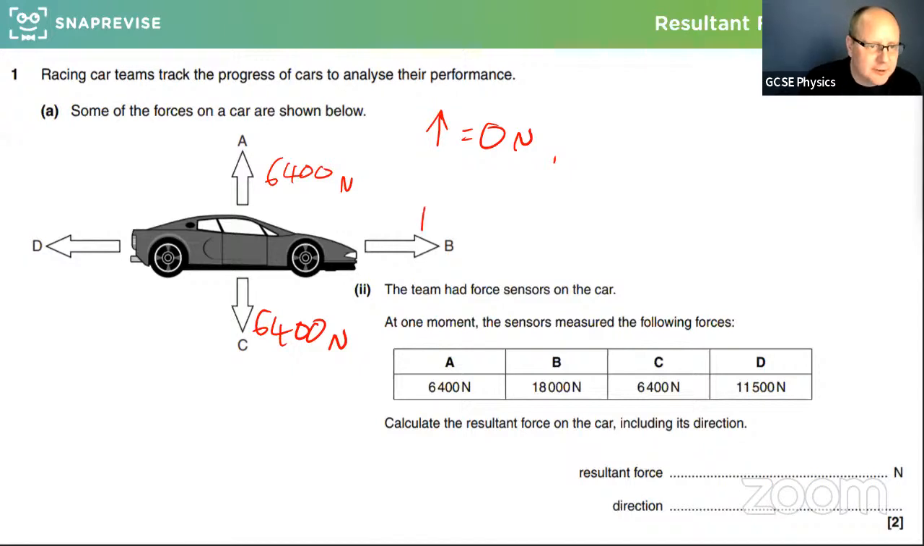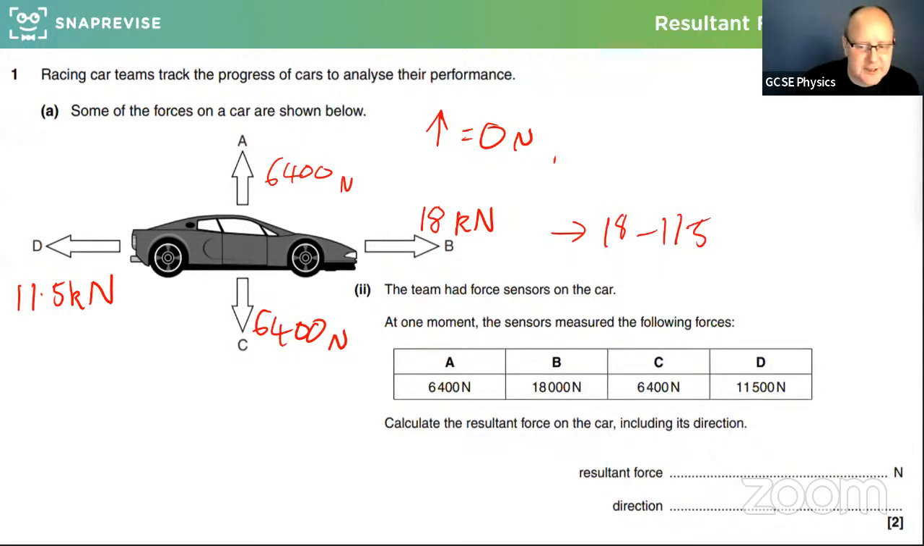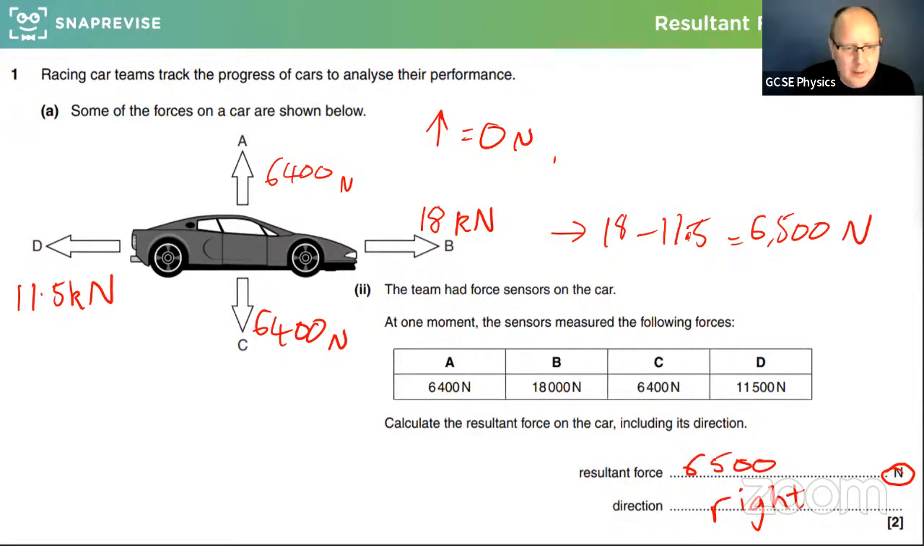So B is equal to 18 kilonewtons, 18,000 newtons. And D is 11.5 kilonewtons, 11 and a half. So the resultant force there, horizontally, it's going to be 18 minus 11.5, which is going to be 6.5 kilonewtons, 6,500 newtons, that's our resultant force. Sorry, there should be a decimal point there. We've got units of newtons here, so I'm not going to leave it in kilonewtons. And it's going to be to the right. So we just need to write in the word right there. Probably get away with an arrow to the right, but I would suggest you write the word as well.